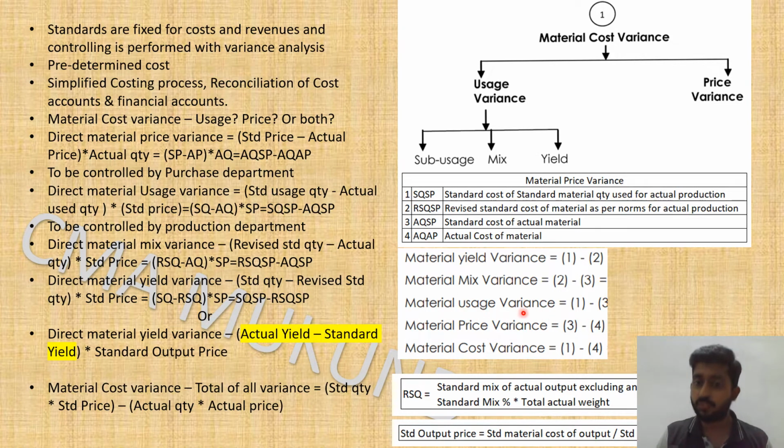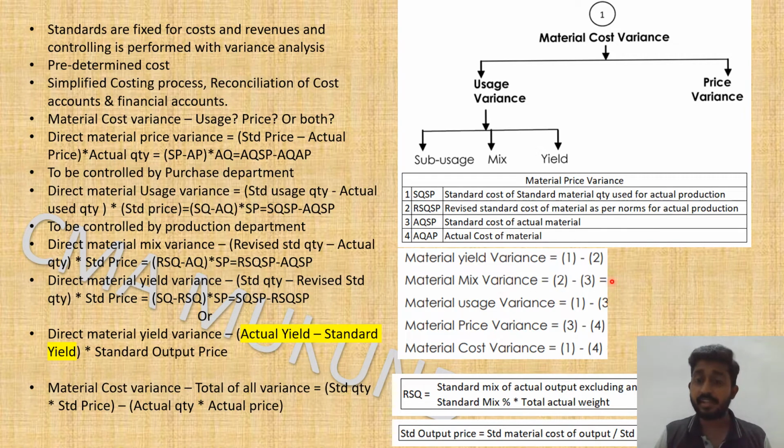Usage variance: what is usage? Change in the usage, or change in the quantity, multiplied by the standard price. So 1 minus 3. Here you can see standard 1 and 3, and the standard price is common, so you can take the standard price common out. Standard quantity minus actual quantity, in brackets, multiplied by standard price, is the material usage variance, which is 1 minus 3. You need not mug up at all.